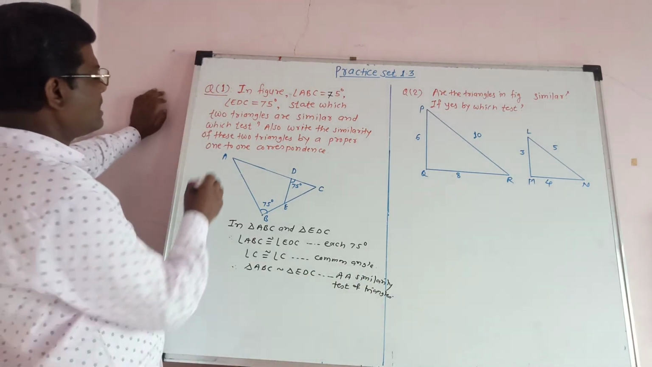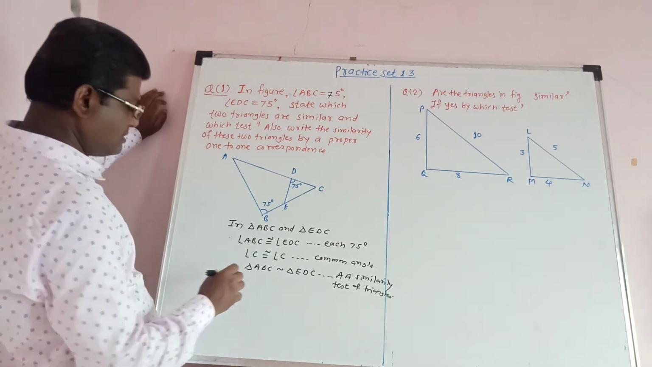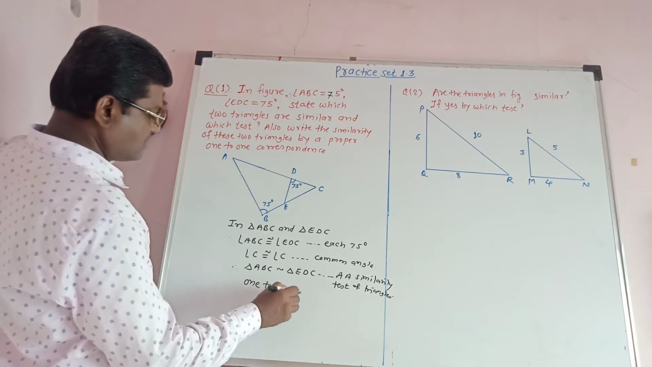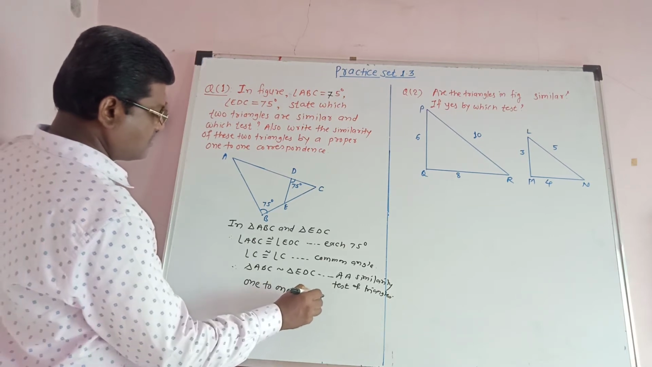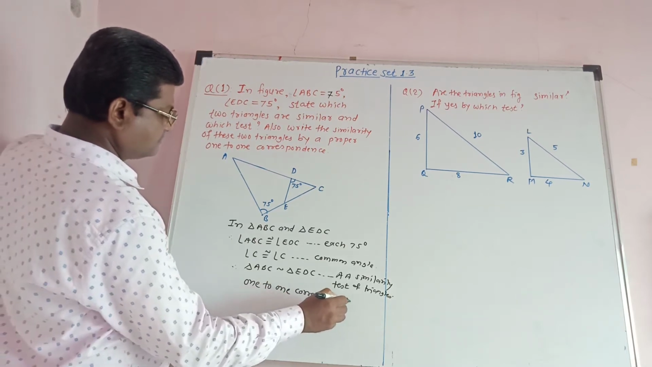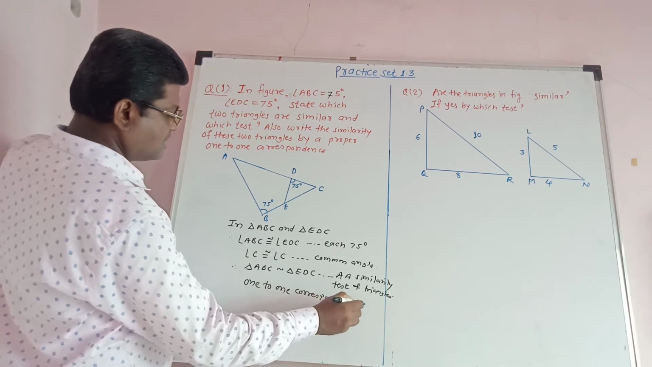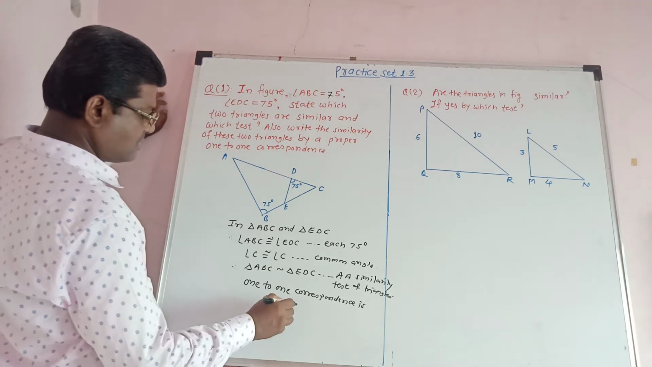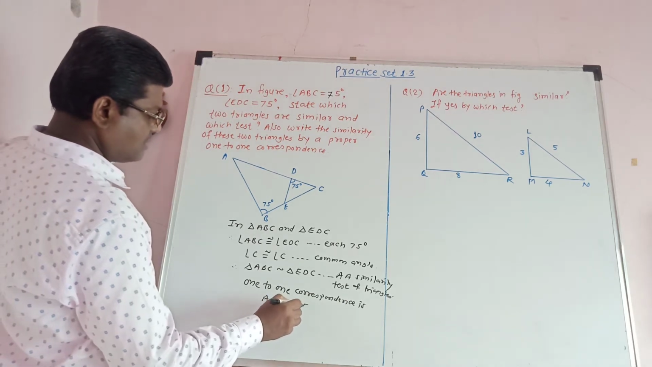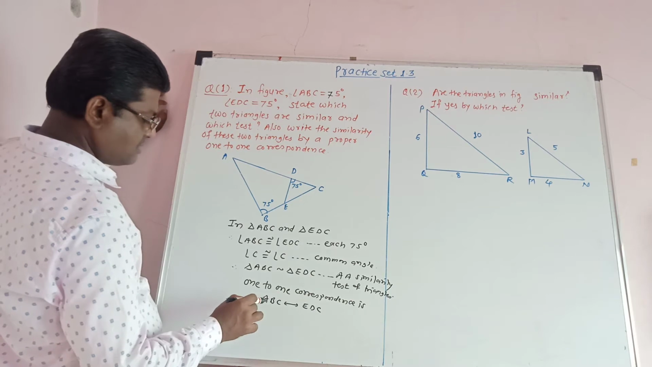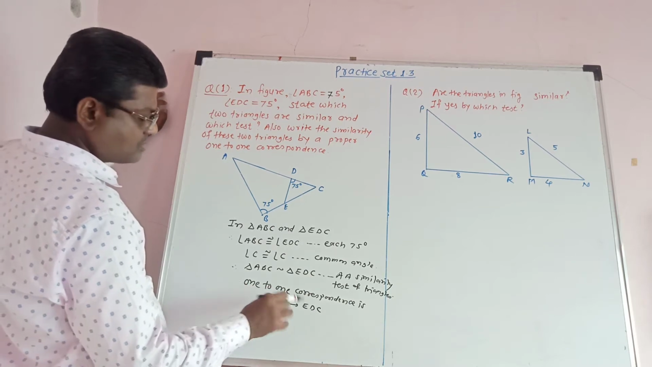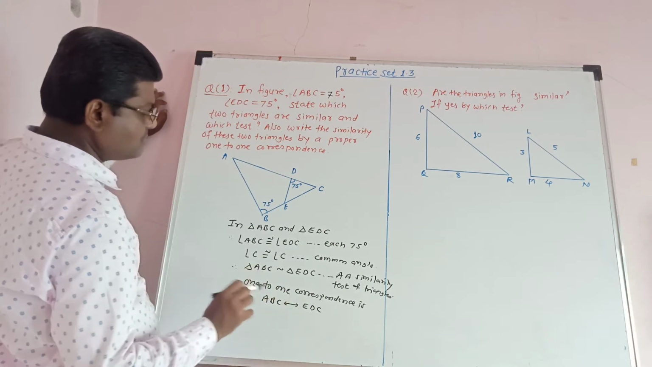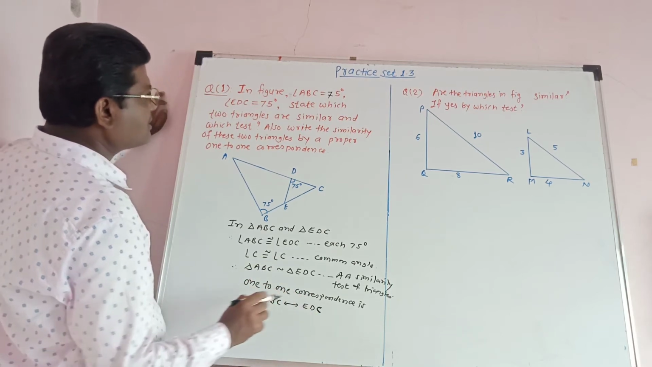Now we have to write the one-to-one correspondence. One-to-one correspondence is ABC corresponding to EDC. It means vertex A corresponds to vertex E, B corresponds to D, and C corresponds to C. One-to-one correspondence.